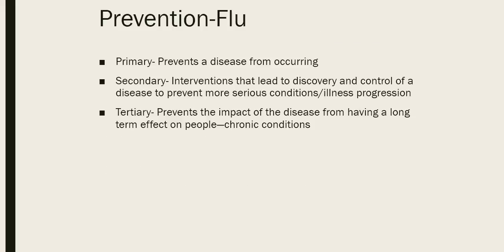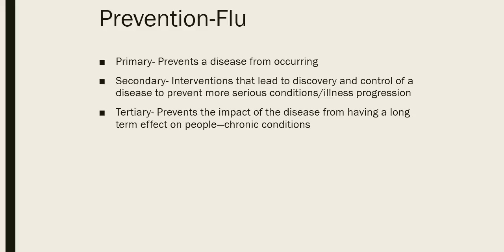If we look at the prevention levels, primary prevention prevents the disease from occurring, and this might include vaccination or the flu shot. Secondary interventions lead to discovery and control of disease so it doesn't get more serious. When someone has flu-like symptoms, they may go to a doctor or an emergency room, and it is identified, and they may be given medications to help with the symptoms. Sometimes there's antiviral medication they can take if they go early in the disease process, but those are all designed to help keep the disease from getting into other illnesses or progressing and becoming more serious.